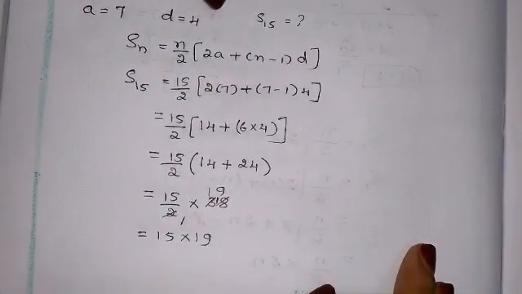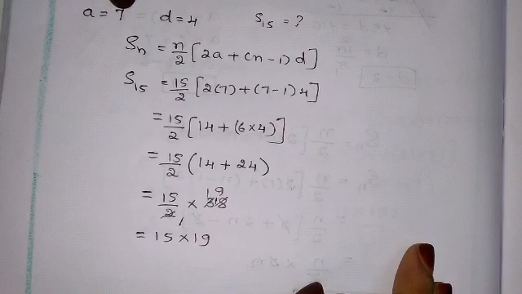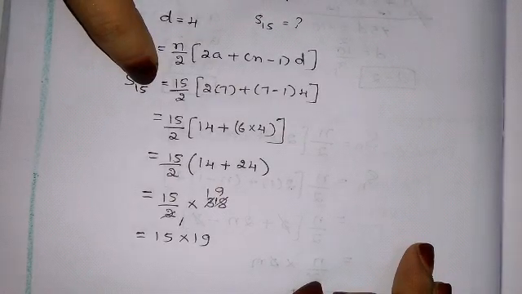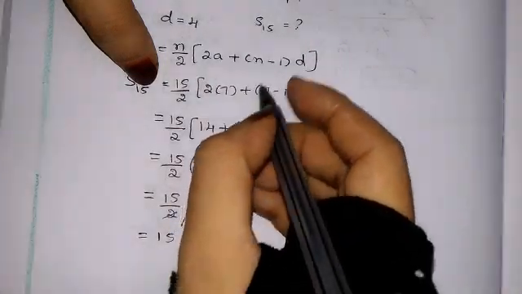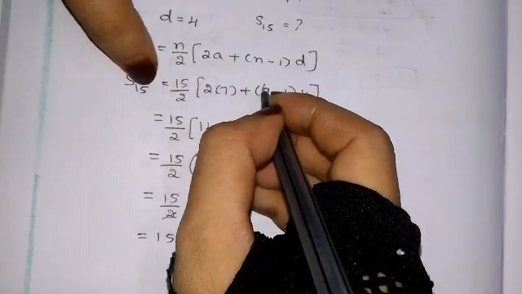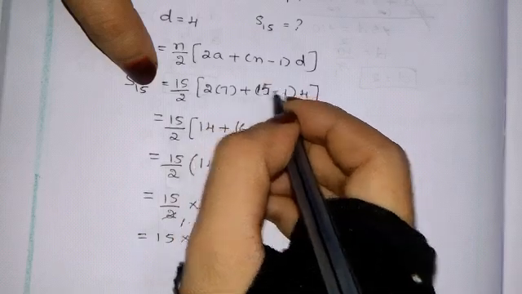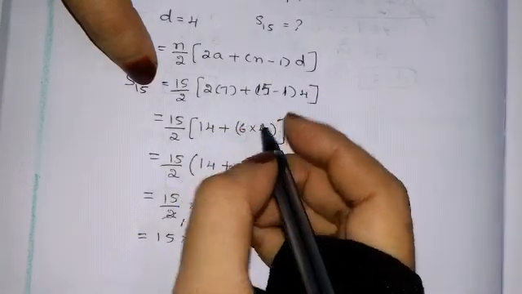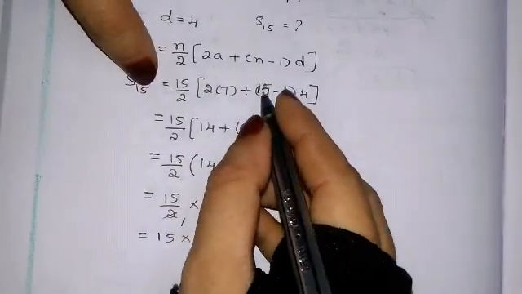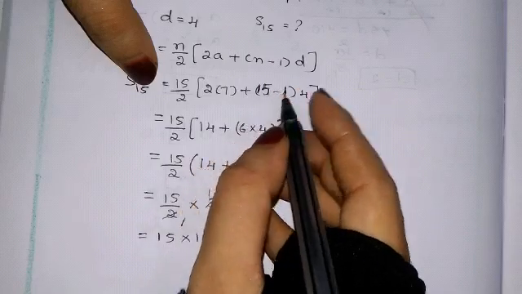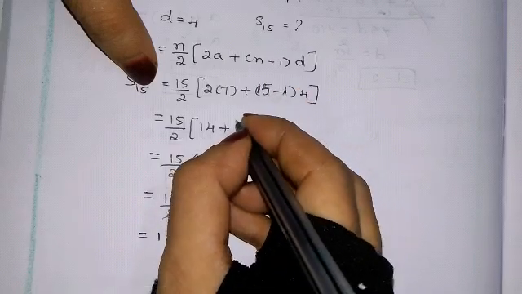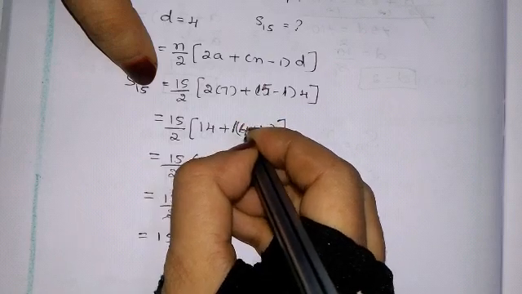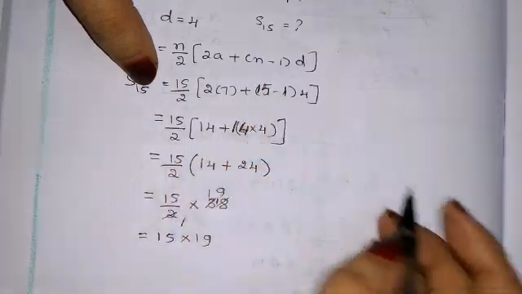See, I have done a small mistake here. A is equal to 7, but we have to do 15. Yes, 15 they have told, and I have taken 7 here. So here it should be 15, right? 15 minus 1 is 14, but I have taken 7 minus 1, 6. Here it should be 14. Okay.